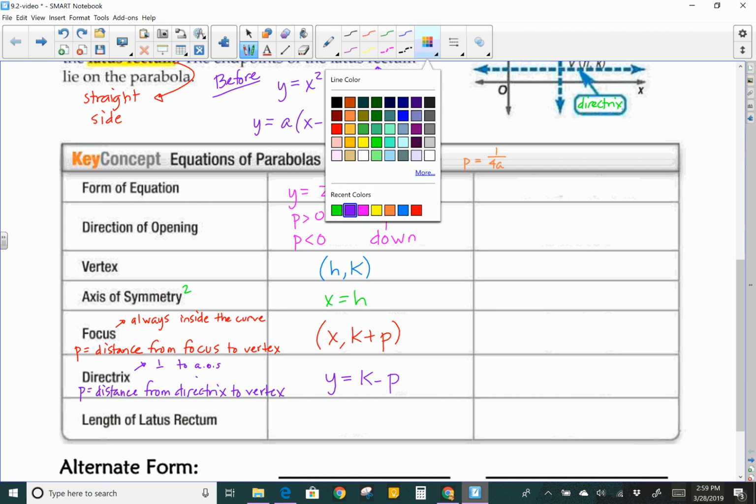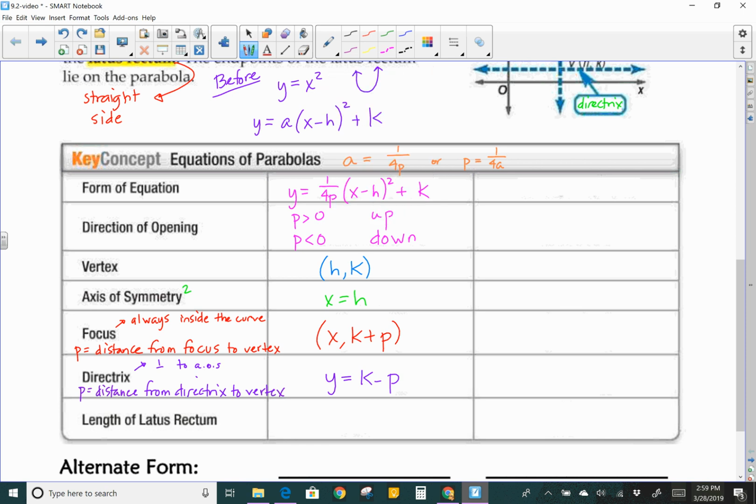Okay? And in the future, just so that you know, a lot of people tend to forget this. When I ask for the latus rectum, I'm asking for the length of that latus rectum. And the length of your latus rectum, the length, it always has to be positive. That's why its absolute value is 4p.